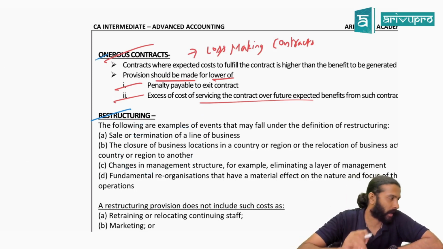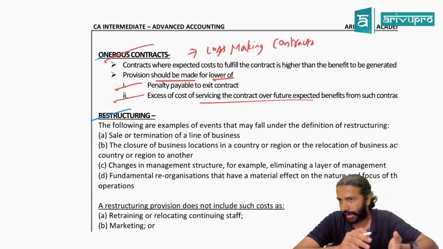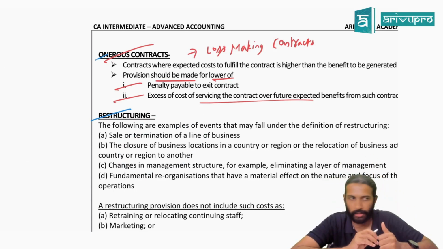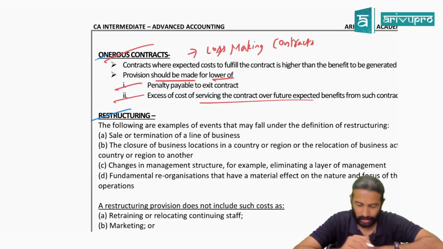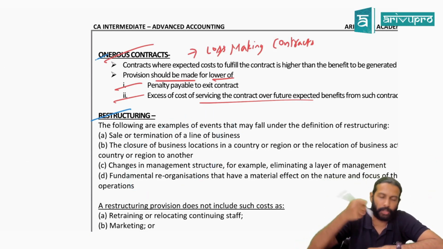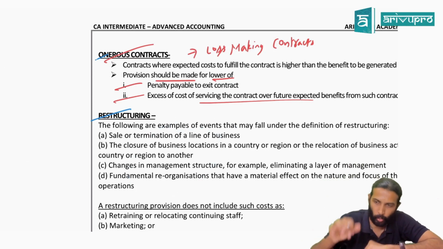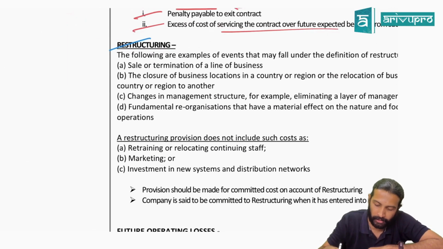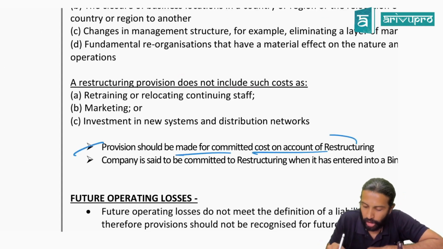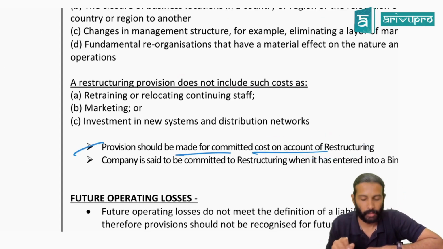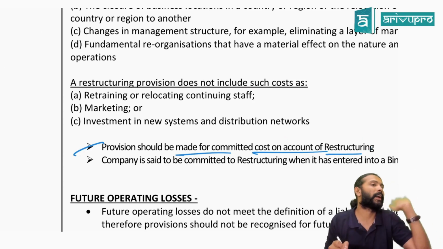For restructuring activities, if any company wants to shut down any operation, or sell off a particular division, or fire a few employees, should we make a provision for those activities was the question. For that, they've specifically brought in here: provision should be made for committed cost of restructuring.